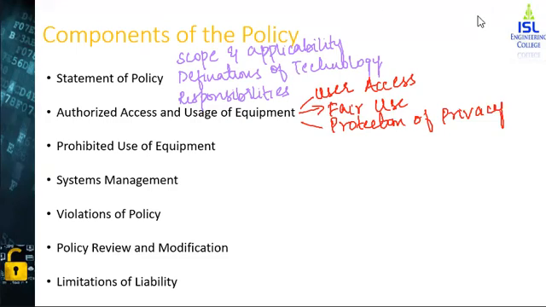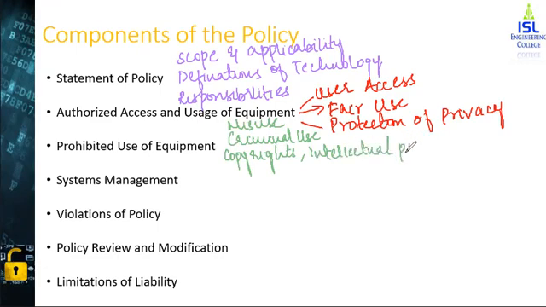Coming on to the next one, that is the prohibited use of equipment. Now, the prohibited use of equipment means there should not be any misuse or any criminal use, or any copyright violation of any intellectual property. And you can also have any other restrictions that are given.